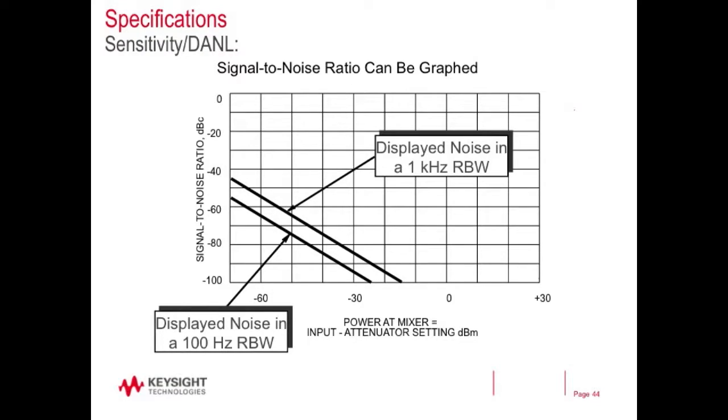You can see this has a line for the 1 kilohertz res bandwidth. This is the line for the 100 hertz res bandwidth. And what the x-axis represents is the power at the mixer. So if you're putting in a 0 dBm signal, you can't just say 0 dBm. It's like, well, what's your attenuation setting? Generally, you're going to have at least 10 dB of attenuation because it helps your input match. So for your 0 dBm signal with a 10 dB attenuator, the mixer is seeing minus 10 dBm. So you'd use this point right here.